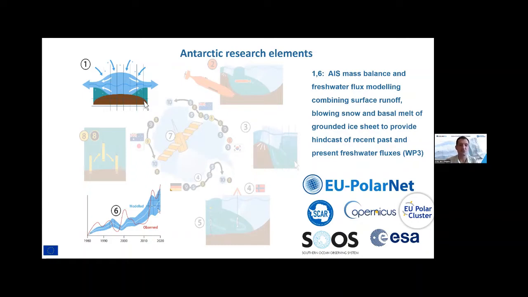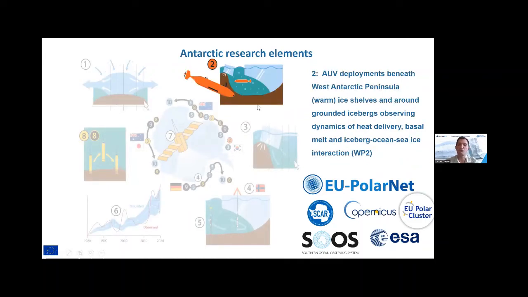So, just walking us through this complicated diagram, hopefully just paying attention to the bright bits. We'll be looking at the Antarctic ice sheet mass balance and its freshwater flux modelling. This is really trying to model the present day ice sheet, making advances in getting the surface runoff more accurate, allowing for blowing snow and basal melt of the grounded ice sheet, and using that to provide a hindcast of the recent past and present day freshwater fluxes. So really trying to match the models to what we have observed in the altimetric period.